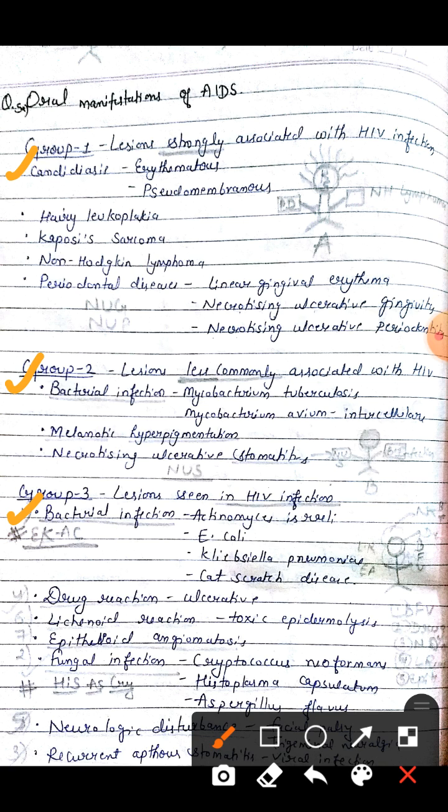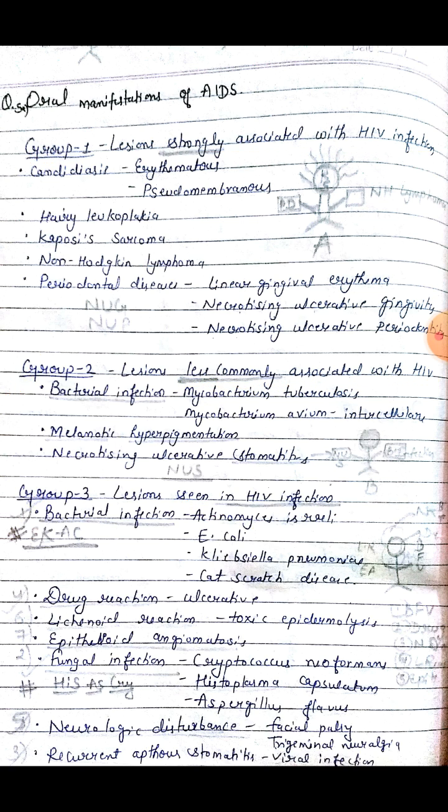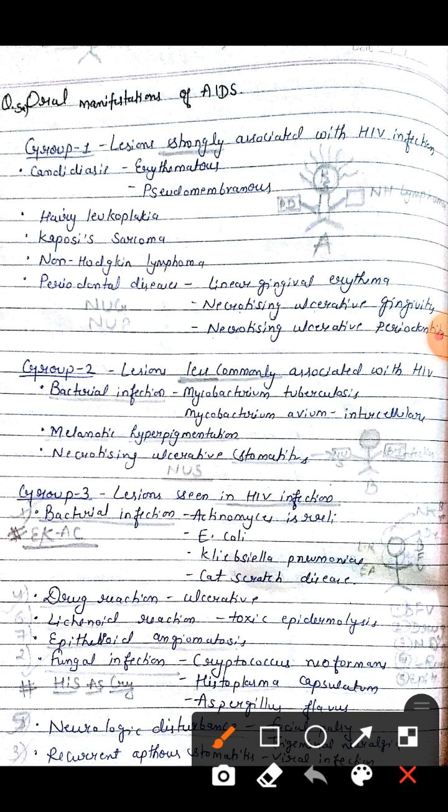So the first group we have taken is group 1, in which we have the lesions which are strongly associated with HIV. Secondly, in group 2 we have the lesions which are less commonly associated with HIV. Group 3 has the lesions which are seen in HIV. So this is the main thing at a glance. We will be looking at group 1, group 2 and group 3.